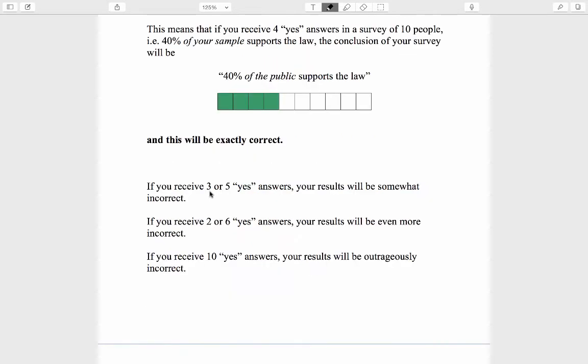If instead, the 10 people you ask are not perfectly representative of the public, maybe you receive only 3 yes answers, or maybe you receive 5 yes answers, then your unrepresentative sample will lead you to draw a somewhat incorrect conclusion. If you receive 2 yes answers or 6 yes answers, your results will be even more incorrect. And if you receive 10 yes answers, if the 10 people you happen to ask are dedicatedly pro-broccoli people, then you will conclude that the entire public supports the law. But that will be outrageously incorrect because the 10 people you asked happen to be such an unrepresentative group.